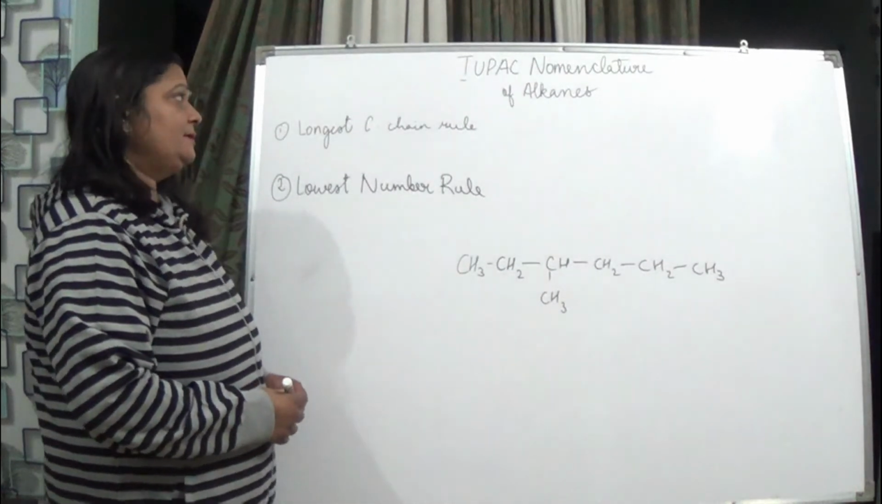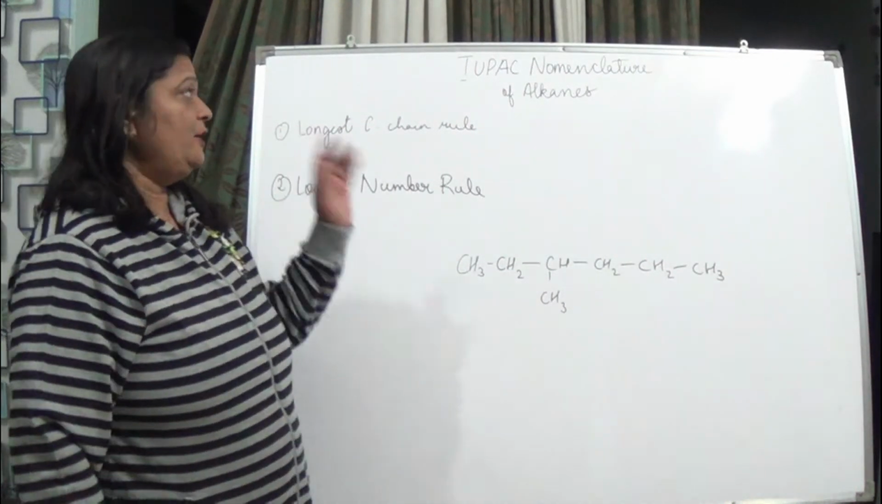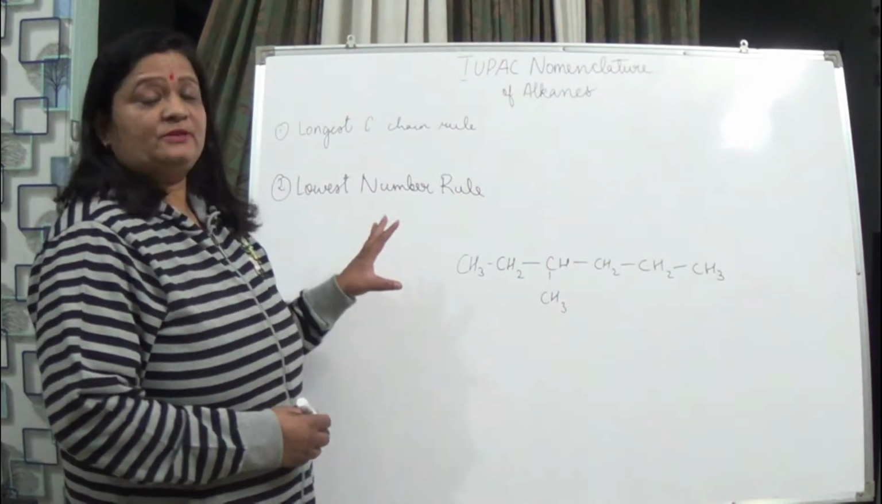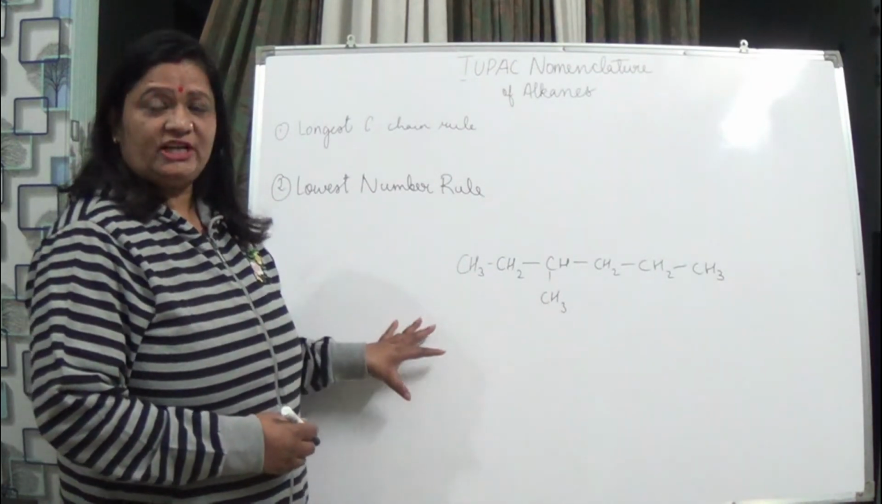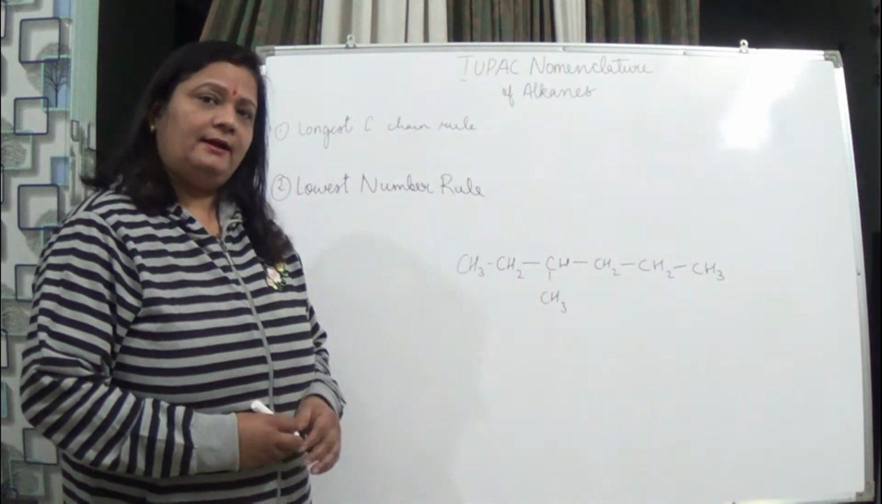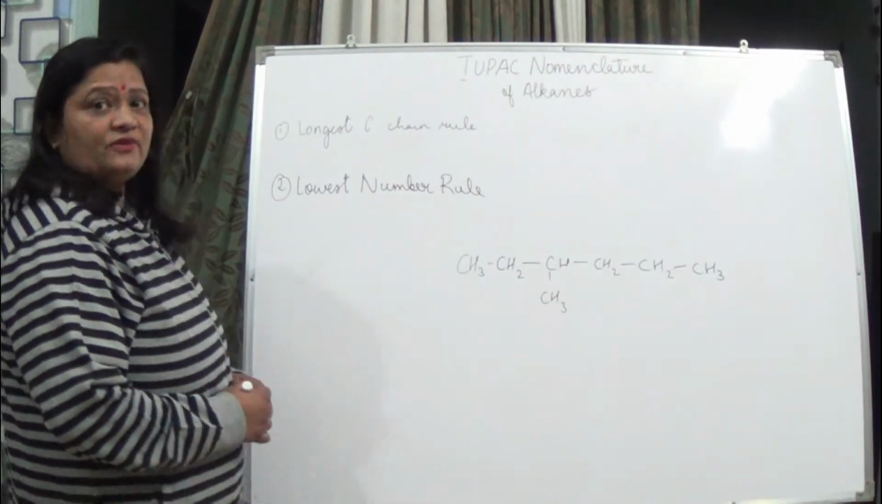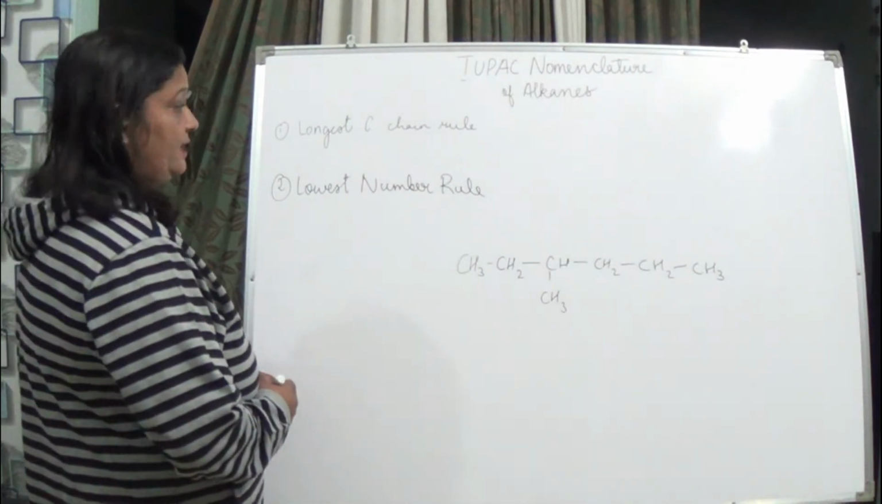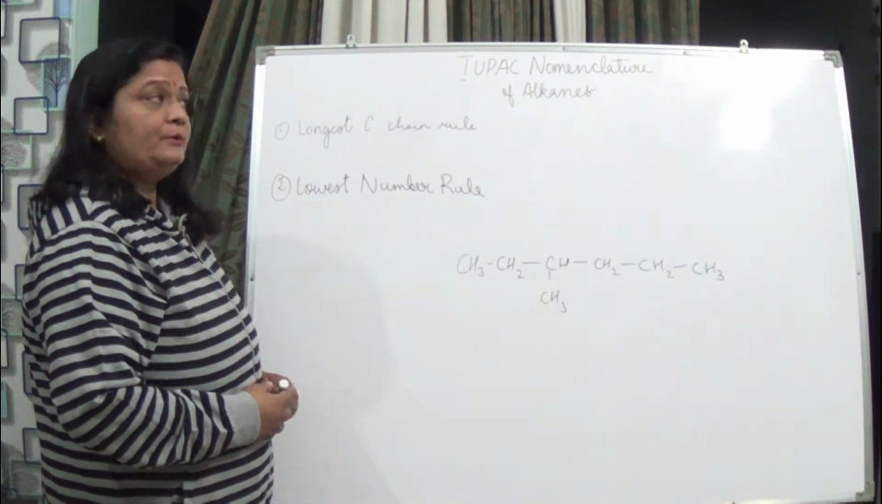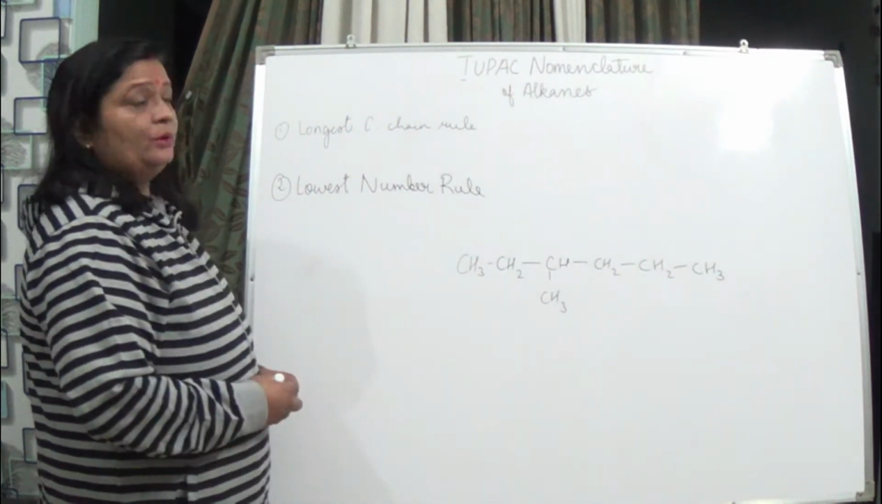Hello students, today we are going to study IUPAC nomenclature of alkanes, its branch chain, its complex chain, and nomenclature of alkenes and alkynes. So let us first study the rules, and then with the help of the rules I will explain how to write the names.